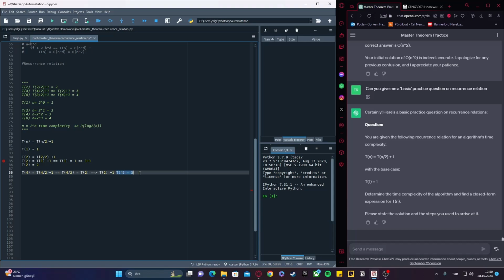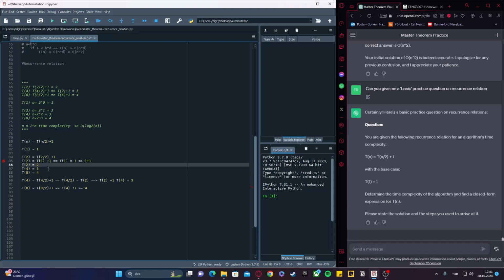Let me write again here. I will not try the other ones. I will go into T(8), and it will become T(8/2) + 1, and again it will equal T(4) + 1. So the answer is 4. Let me write here again, T(8) equals 4.